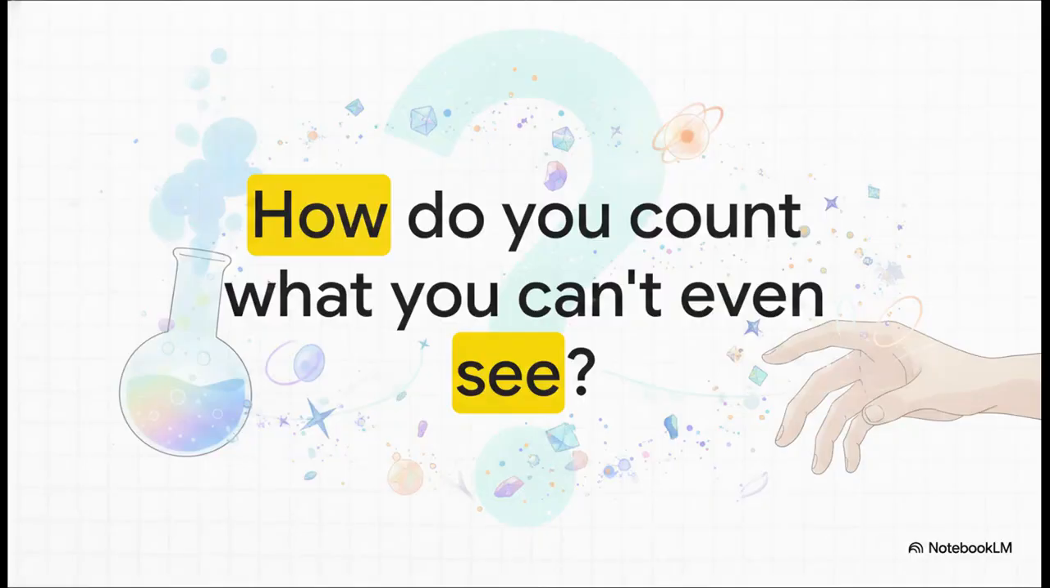But before we even touch the heavy math of chemical equations, we've got to ask ourselves a really fundamental question. How do you count what you literally can't even see? Because before we can begin to measure the invisible mathematical rules of atoms, we first have to thoroughly understand how the physical matter right in front of us actually behaves.